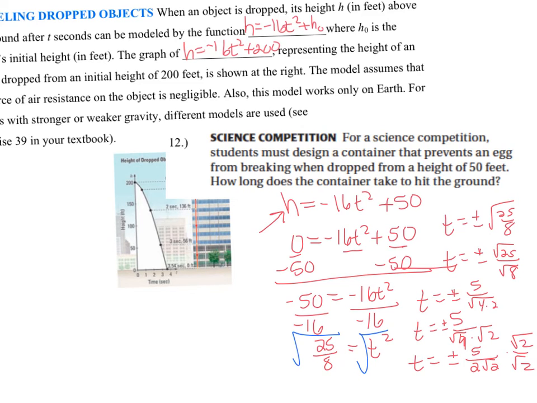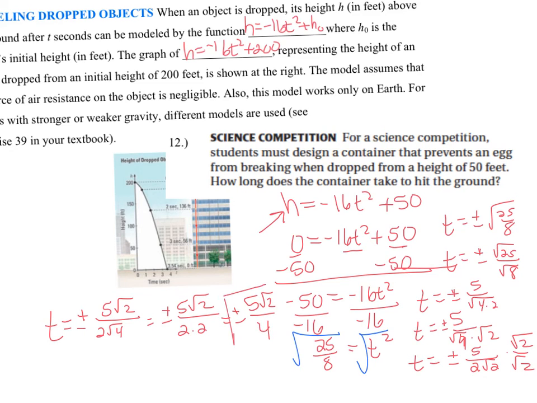So if we bring it over here, we have t equals plus or minus 5 square roots of 2 over 2 times the square root of 4. So plus or minus 5 square roots of 2 over 2 times 2. So plus or minus 5 square roots of 2 over 4 would be the exact fractional answer.